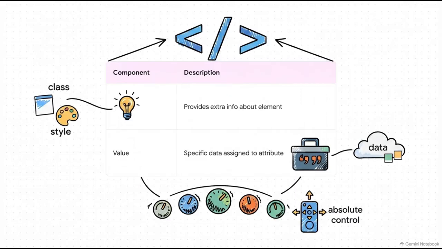What's really cool is how those opening tags can be customized using attributes and values. An attribute gives the tag some extra identity, like a specific class or style, and it sits right inside that opening bracket. The value is just the specific data you're assigning to it, safely tucked inside quotation marks. It gives you absolute control over how that element behaves.